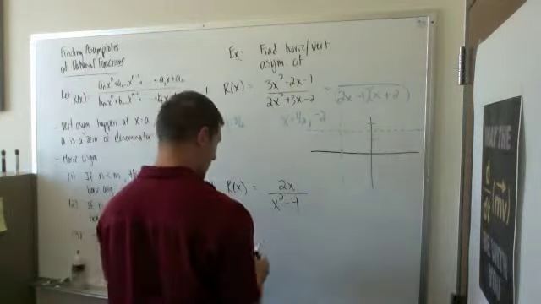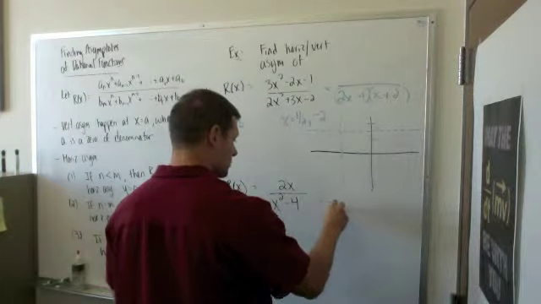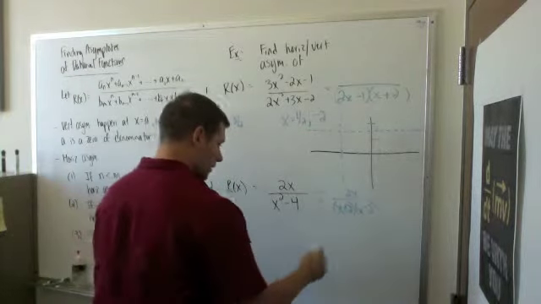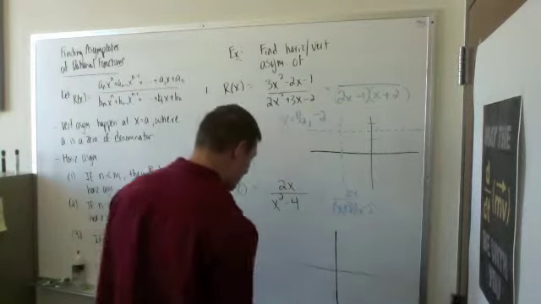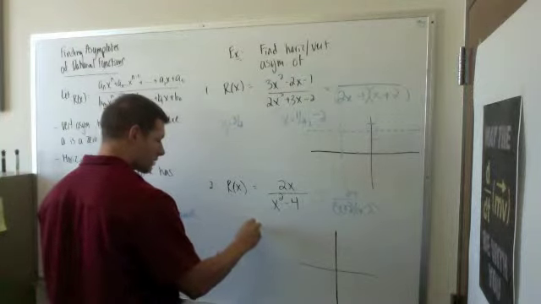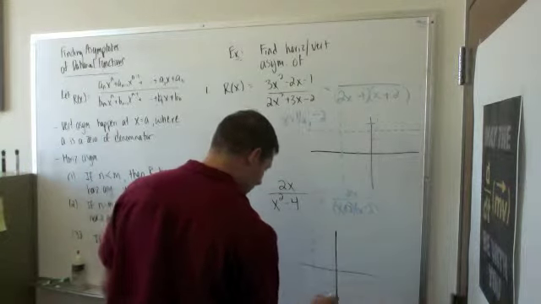If I factor this thing, it helps me find my vertical asymptotes. (x plus 2)(x minus 2) times 2x. So when does x plus 2 or x minus 2 equal 0? Those are my vertical asymptotes. x equals 2 and negative 2. Good. Found my vertical asymptotes.